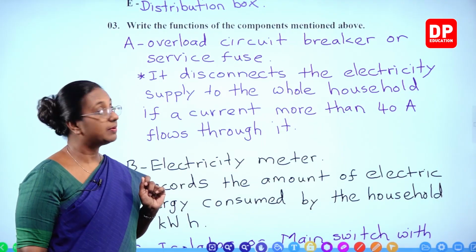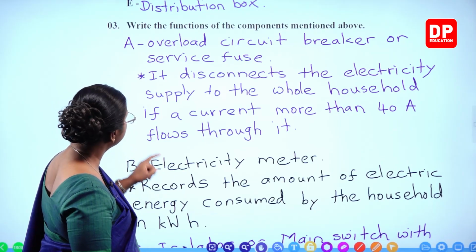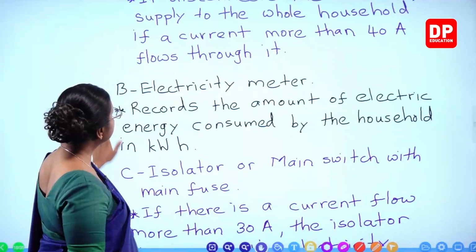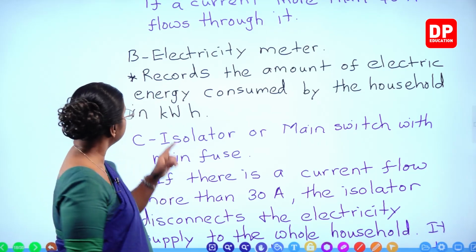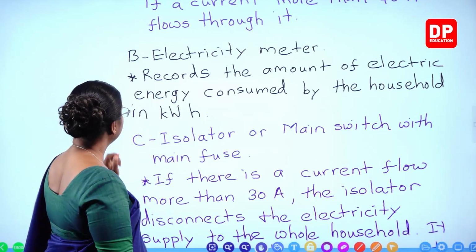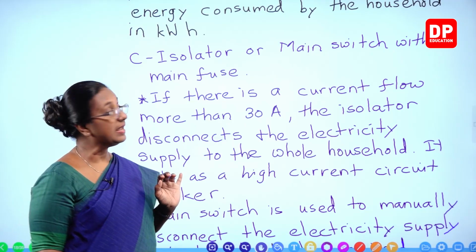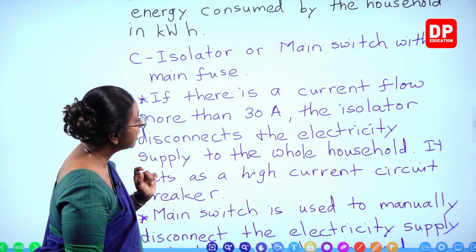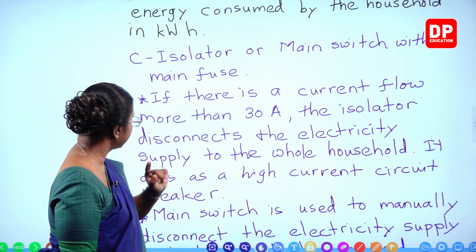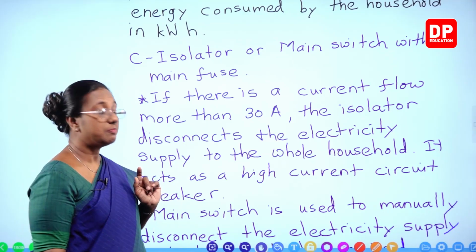A, overload circuit breaker or service fuse, disconnects the electricity supply to the household if a current more than 40 ampere flows through it. Then B is the electricity meter, which records the amount of electric energy consumed by the household in kilowatt hours. So here C is the isolator or the main switch with main fuse. If there is a current flow more than 30 amperes, the isolator disconnects the electricity supply to the whole household. It acts as a high current circuit breaker.